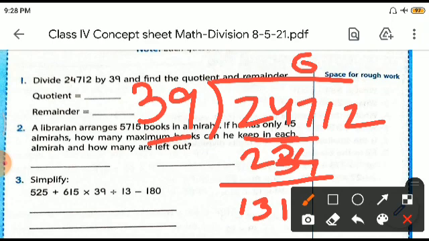To that we add 1, right? Now we need to divide 131 by 39. So now see, 39 threes is how much? 9 threes are 27, and 3 threes are 9, and 2 is 11. If we go by 4s, it will exceed. So the second number which we will be taking is 3. So 39 threes is how much?